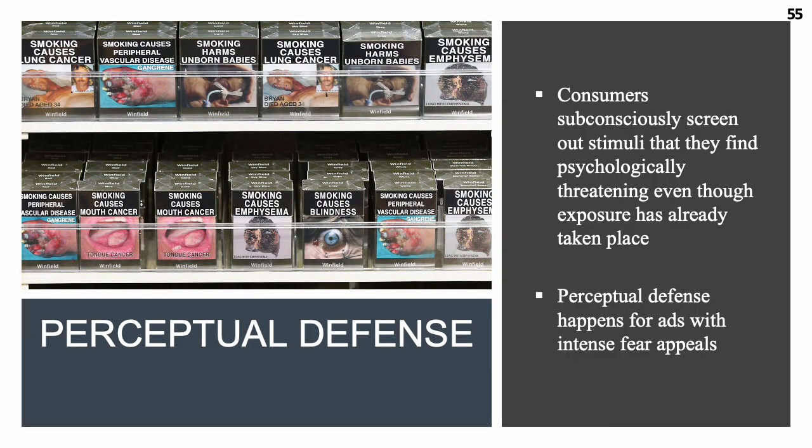Along the lines of perceptual selectivity, there is also perceptual defense. Consumers subconsciously screen out stimuli that they find psychologically threatening, even though exposure has already taken place. So we can see something and then subconsciously try to tune it out, try to ignore it. We use perceptual defense, for example, for ads with intense fear appeals.